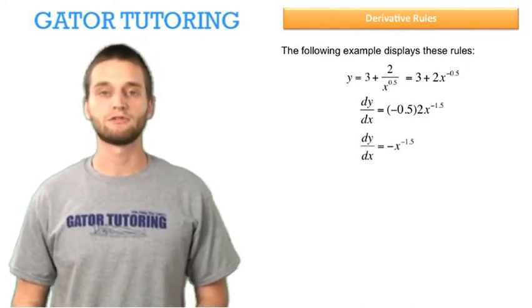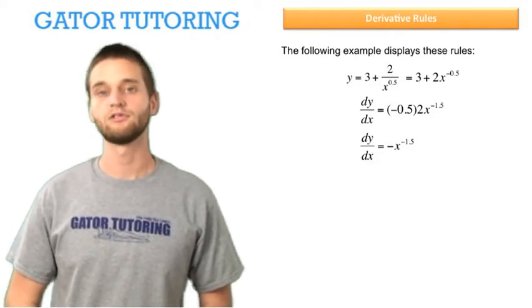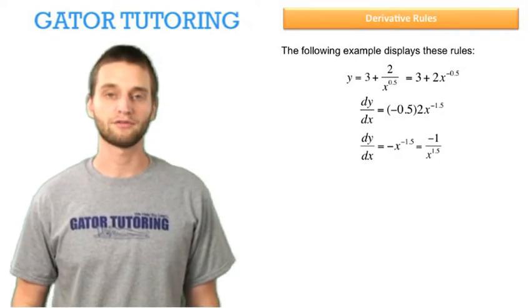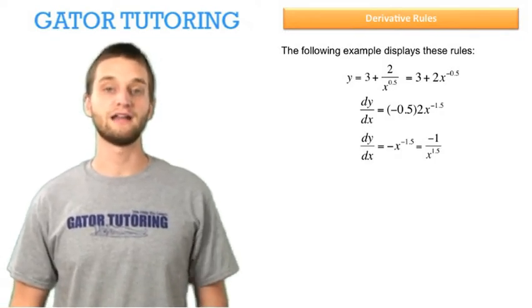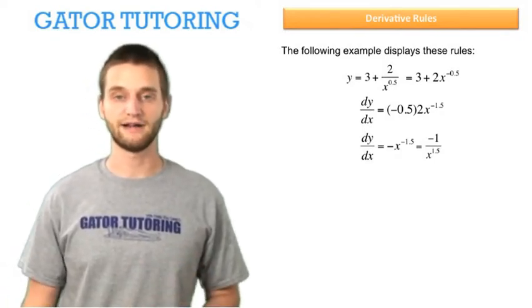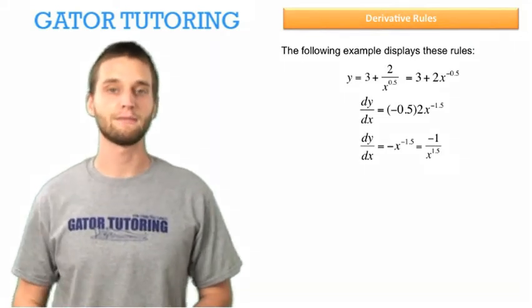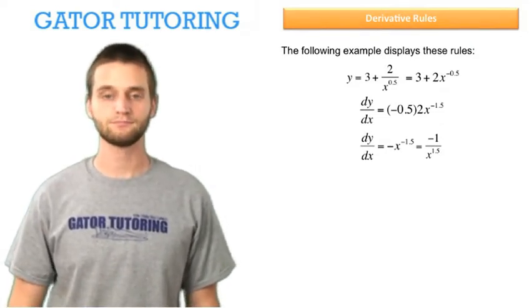And usually we like to represent things with positive exponents. So we would want to rewrite this as negative 1 over x raised to the 1.5. Again, if you want to change the exponent from negative to positive, you just have to move the variable from the numerator to the denominator, or vice versa.